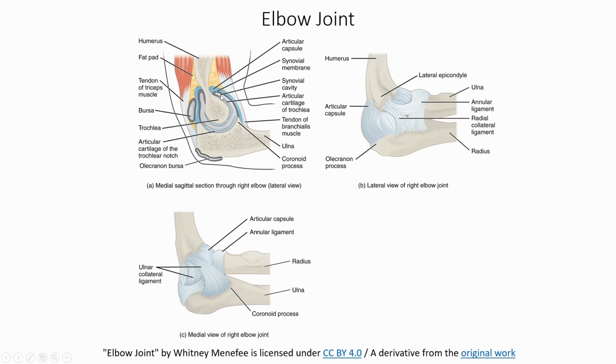We see the synovial membrane, the synovial cavity. We see the articular cartilage from the trochlea of the humerus. And then we see the coronoid process coming up, forming that little notch, the trochlear notch. When it comes to the different ligaments, we see the annular ligament, which is joining the ulna up to the lateral epicondyle of the humerus. We see the radial collateral ligament over here. And then we're going to look down here, so we see the medial view, the other side. We see the ulnar collateral ligament as well.